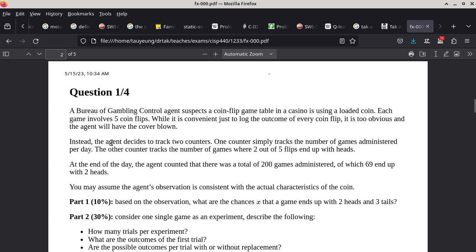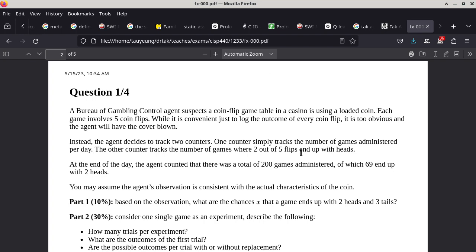So instead, the agent decides to track two counters. One counter simply tracks the number of games administered per day. It's just keeping track of how many games a particular table has administered on that particular day. The other counter tracks the number of games where two out of five flips end up with heads.